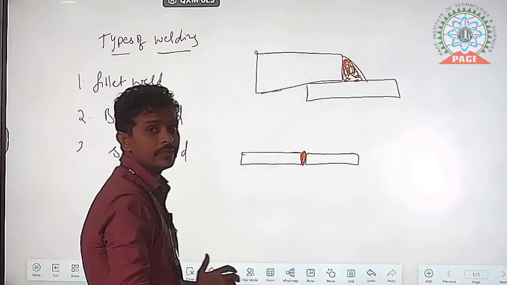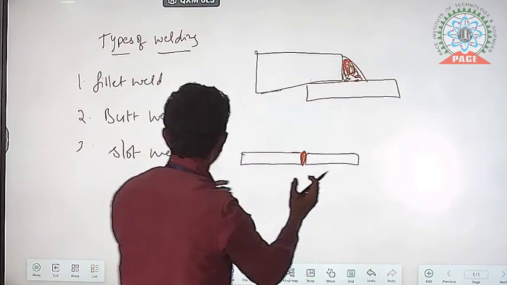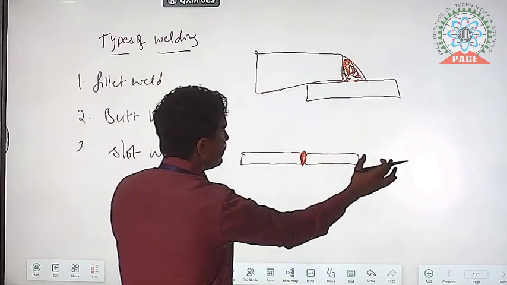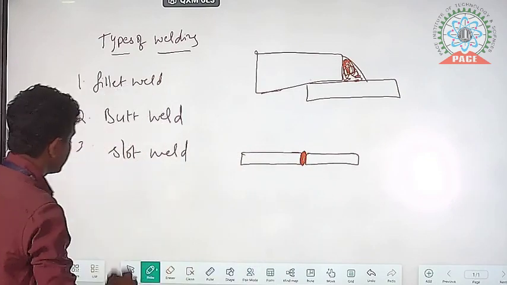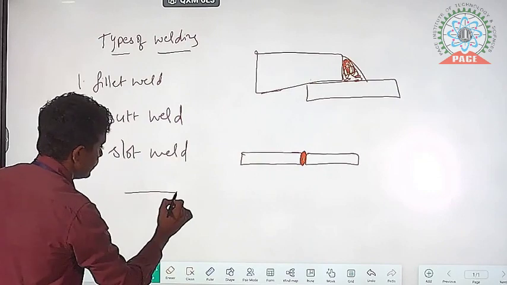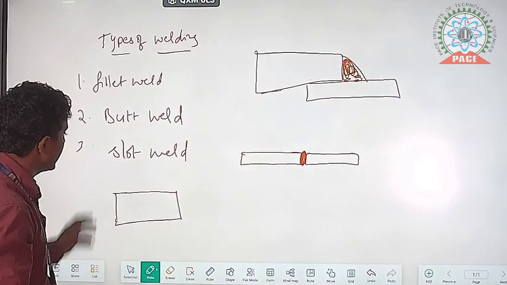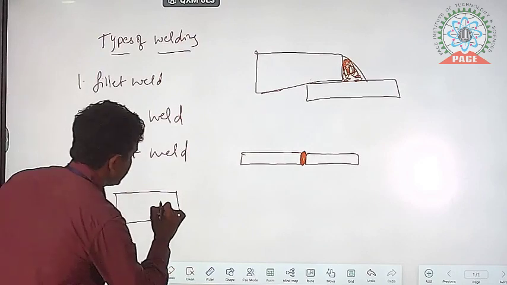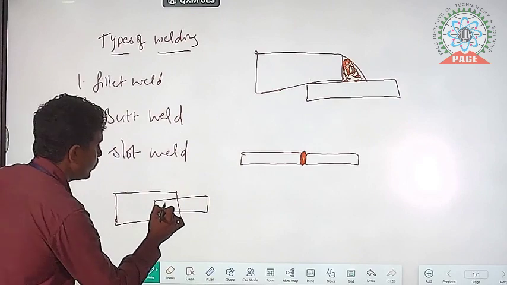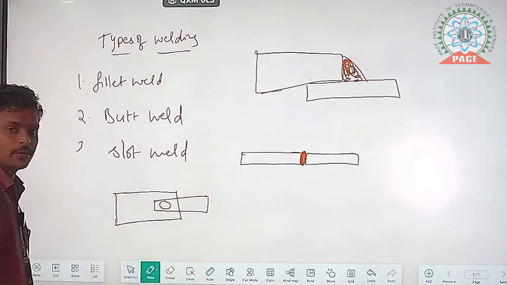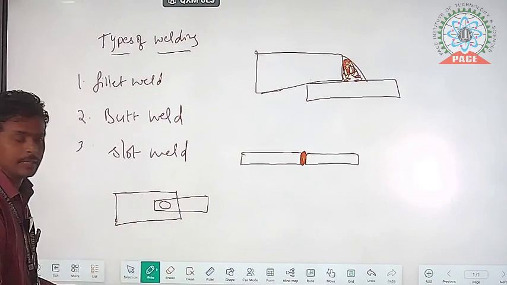Next, slot weld. Slot weld means, for example, this is one plate, and we have to connect another plate like that. So we have to make a hole first here. In that hole, we have to fill the welding metal. Like that we make the connection. That is the slot or plug weld.